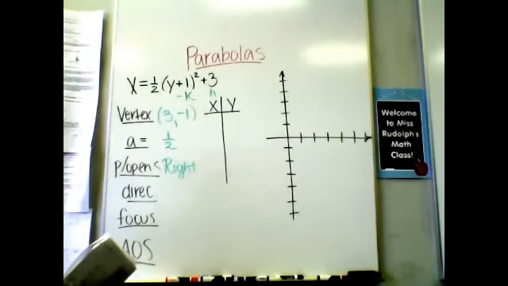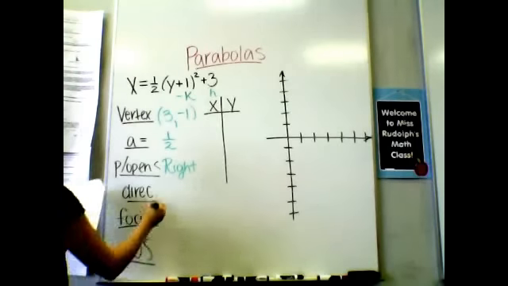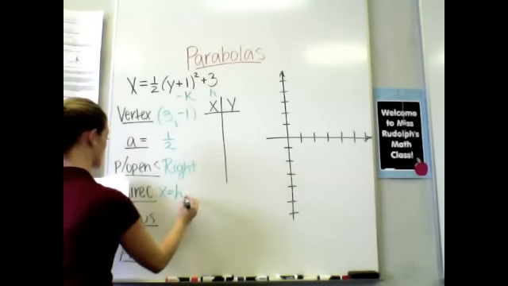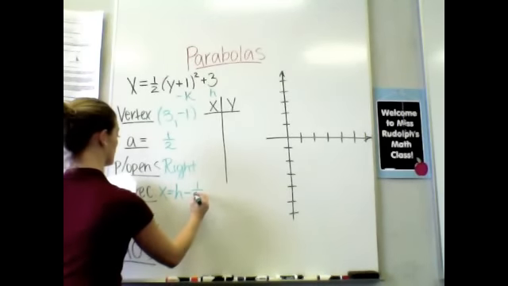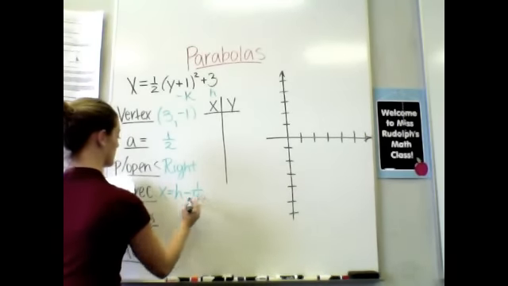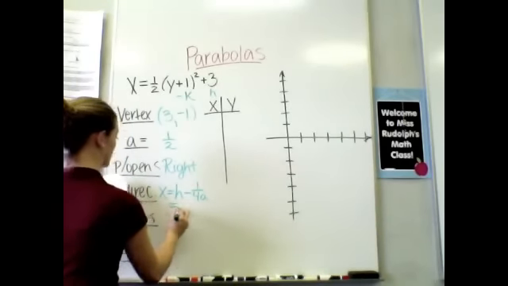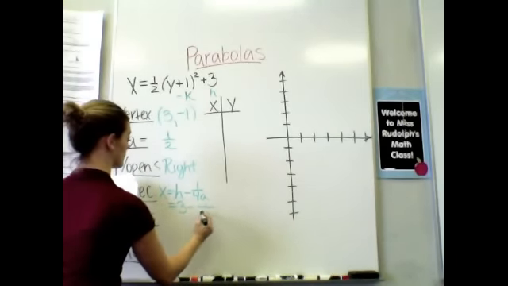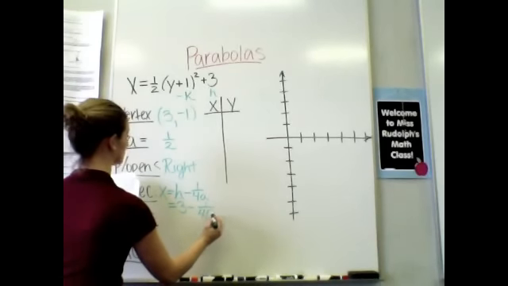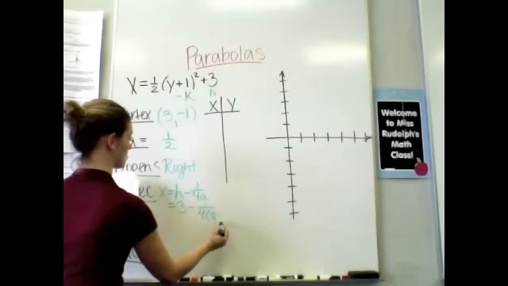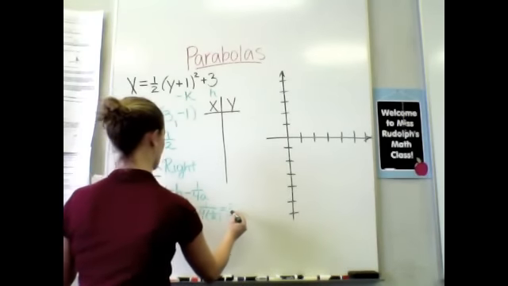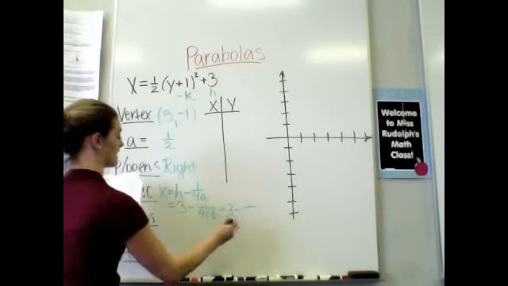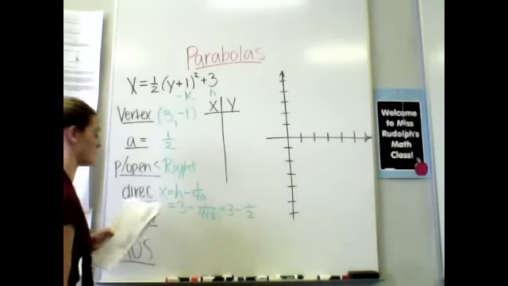The directrix. Just like the equation, it'll be set equal to x, and this time it'll be x is equal to h minus 1 over 4a. So we plug in these values that we know. h is 3, minus 1 over 4, my a is 1 half. So this gives us 3 minus 1 over 4 times 1 half, which is just 2.